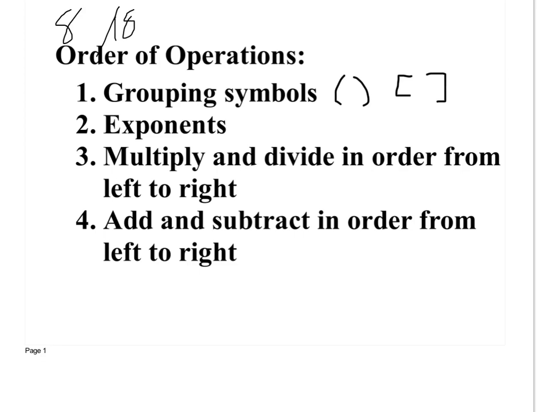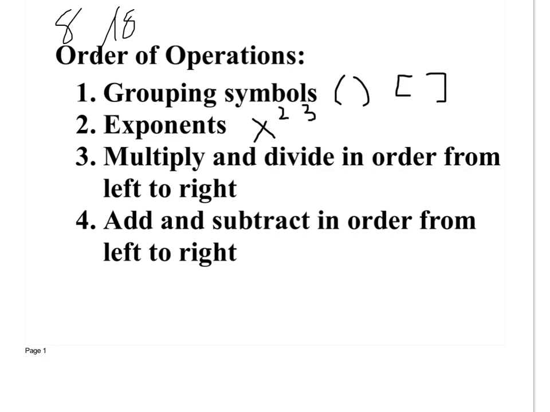Next thing you do is exponents. Exponents are superscript letters or numbers, like x squared. The 2 is the exponent. Or the 3, that's an exponent. When it's written as a superscript, it's smaller and in the top right corner.